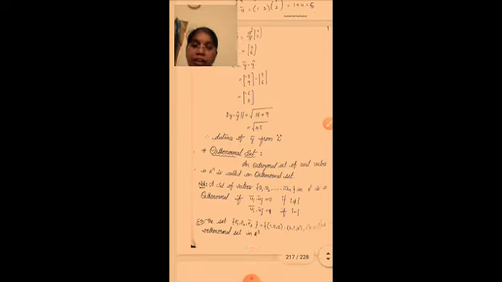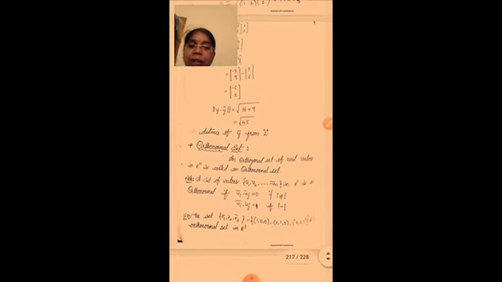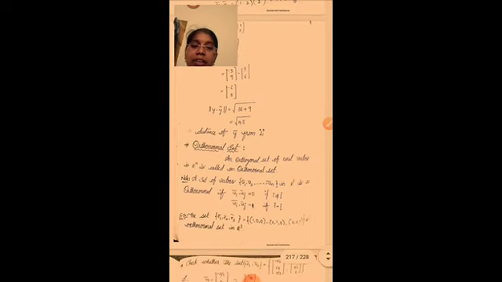Next, the orthonormal set. An orthogonal set of unit vectors in R to the power of n is called an orthonormal set.